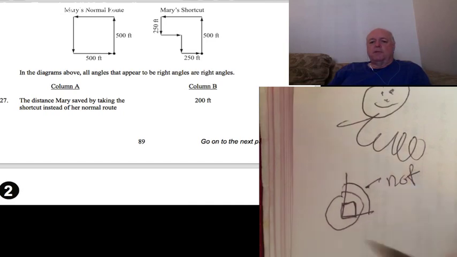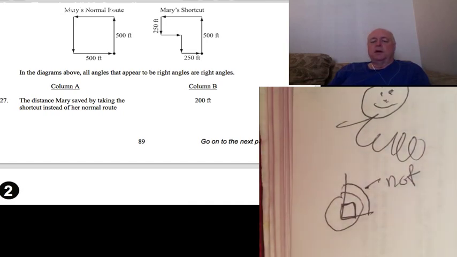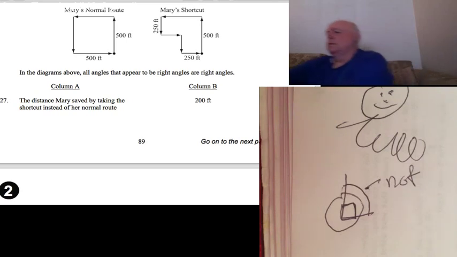So there's not much more information they're giving in the two illustrations they're using. So let's see what the words are now. It says in the diagrams, all angles that appear to be right angles are right angles. All right. So let's work with the two things they give us.